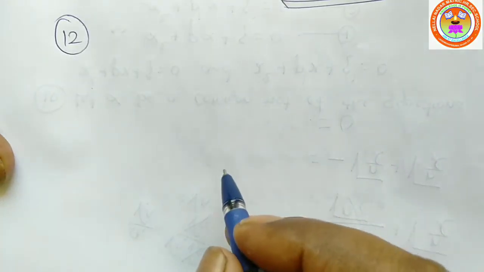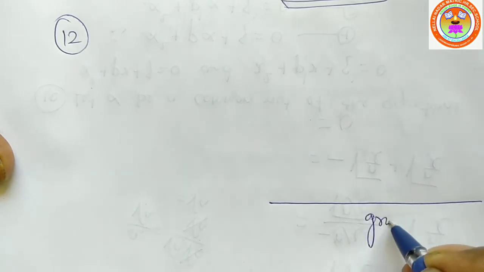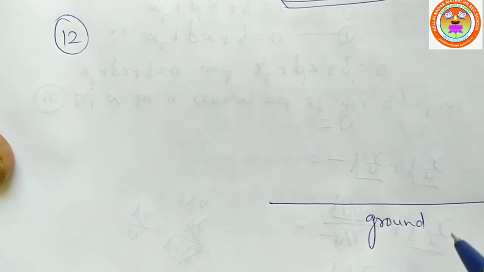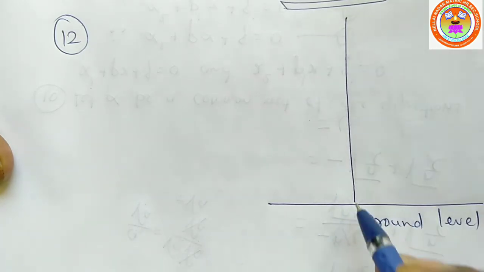Okay? Let's see the sum now. This is the ground level. So here is the tree.